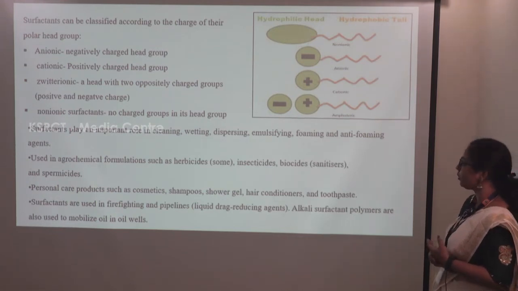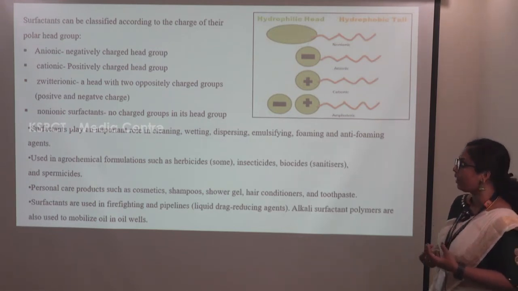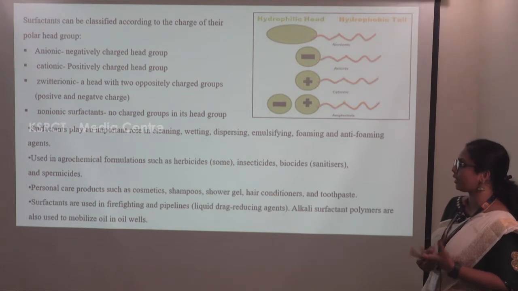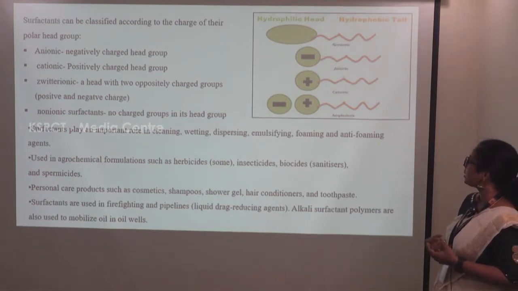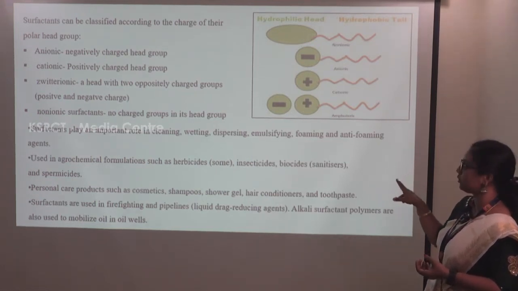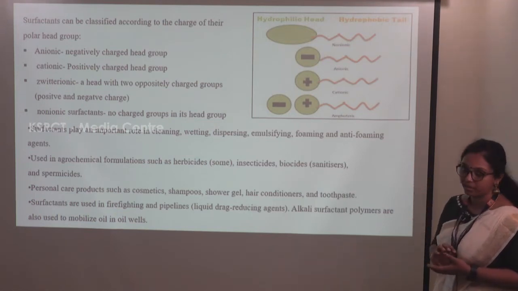In the case of anionic, the negative charge will be there, the cationic will have a positive charge, and zwitterionic means both the negative and positive charge will be there, and non-ionic means there won't be any charge.